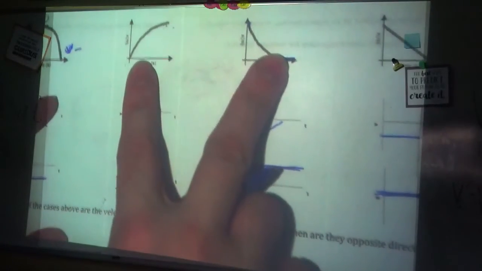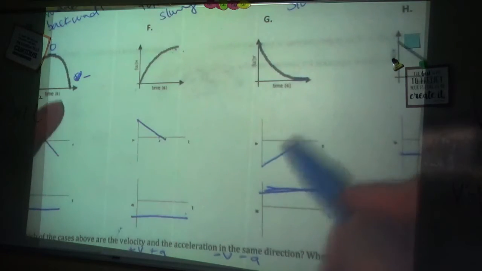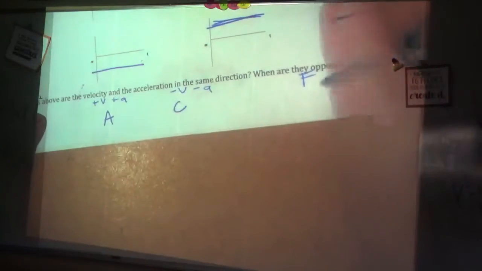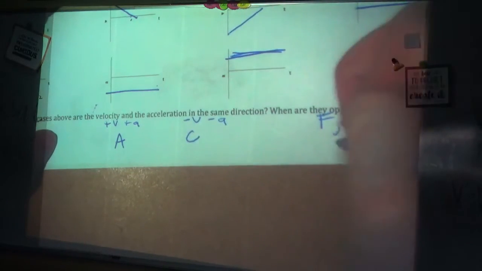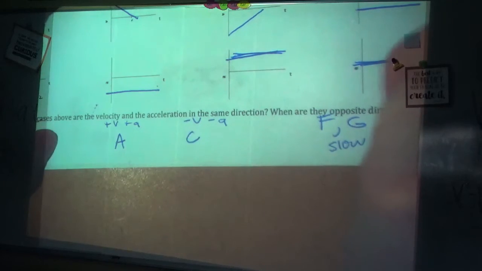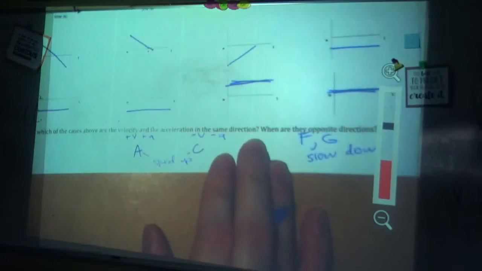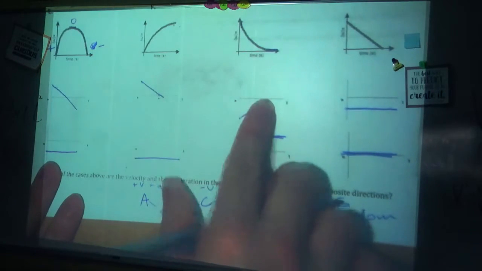So opposite direction would be F and G, because F has a positive velocity but a negative acceleration. G has a negative velocity and a positive acceleration. So F and G are both opposite direction for velocity and acceleration. And in this case, they slow down, whereas in this case, these two speed up. Which makes sense because if velocity and acceleration are in the same way, they speed up, and if they're opposite, they slow down. Because they're going to zero, so slowing down. Okay.